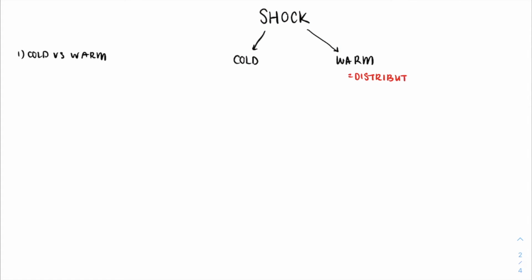Now that we understand the theory, let's talk about how to clinically differentiate the types of shock. The first step is to differentiate whether we have cold shock or warm shock, and this can be done by examining the skin over the knees for both warmth and mottling. Warm shock is suggestive of distributive causes, while cold shock suggests low cardiac output.